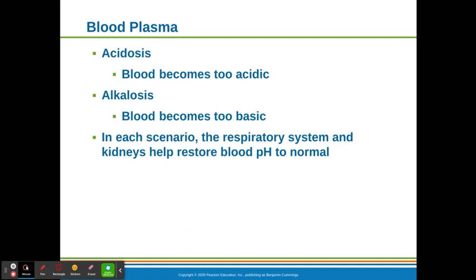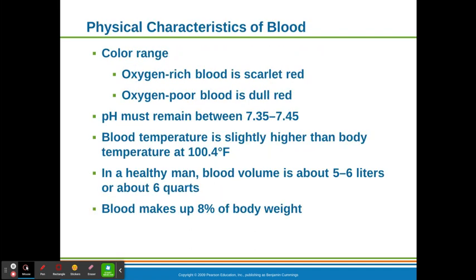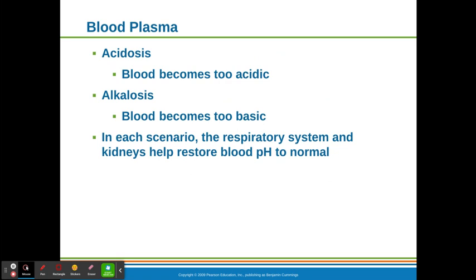I talked a minute ago about acidosis and alkalosis. Acidosis occurs when blood becomes too acidic, when we drop below that 7.35 average, and alkalosis occurs when we become too basic, when we move above that 7.45. In each scenario, the respiratory system and the kidneys help to restore the blood pH to normal.